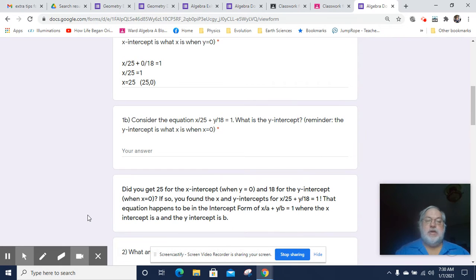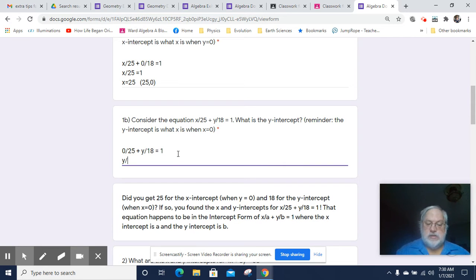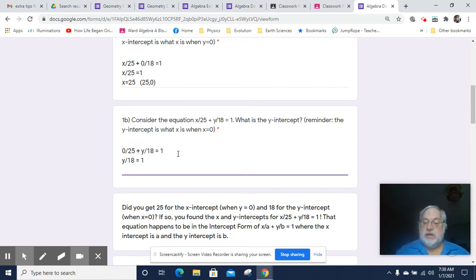We have the same equation, and now we want to know the y-intercept, and the y-intercept is when x is 0. So since we know what x is, we can replace x with it. So 0 over 25 plus y over 18 equals 1. And once again, we can eliminate that 0 over 25 because it's just 0. So y over 18 equals 1. And then we can either mental math that 18 over 18 is 1, or we can multiply both sides by 18, and y will be 18 because that's 18 times 1. So 18 is the y-intercept, and it's at the point 0, 18.